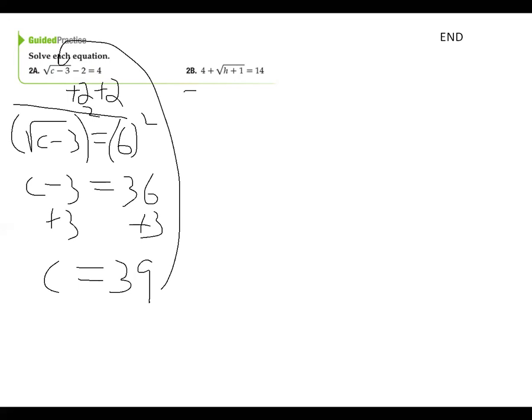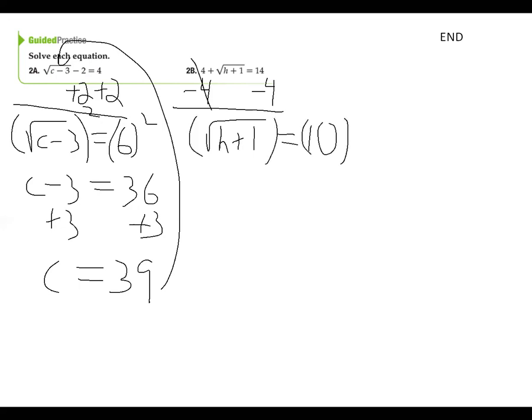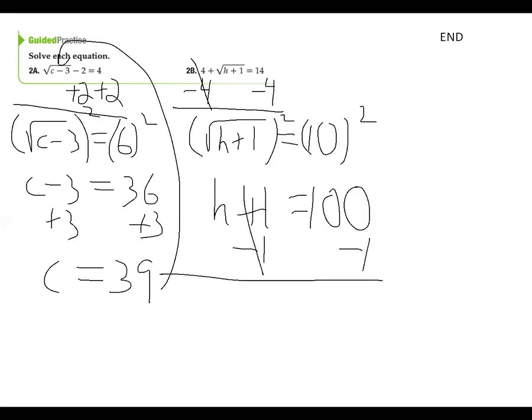This one, you have to get rid of this 4 first, and you get square root of h plus 1 equals 10. Square both sides now because I have the radical by itself. Now, don't subtract the 1 first. You have to square first because the 1 is trapped inside the square root. You've got to get rid of that first. So if I square both sides, I get h plus 1 equals 100. Subtract 1, and I get h equals 99.